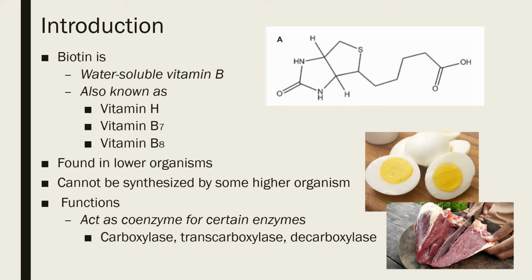Biotin can be obtained from egg, which the biotin is rich in the egg yolk. We also can get biotin from organ meat, such as livers and others. Biotin acts as a coenzyme for certain enzymes such as carboxylase, transcarboxylase, and decarboxylase, where all these enzymes are responsible for transporting carbon dioxide in other pathways.